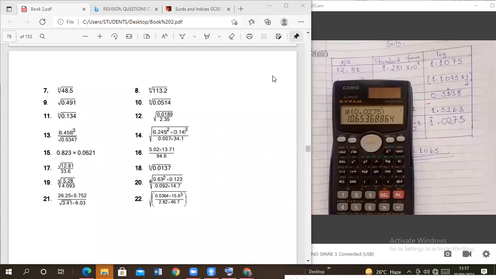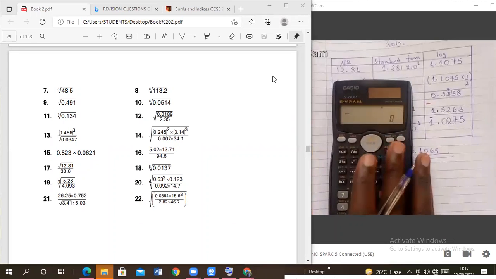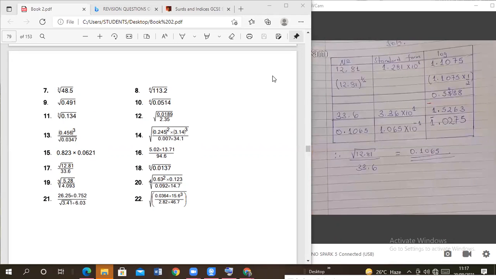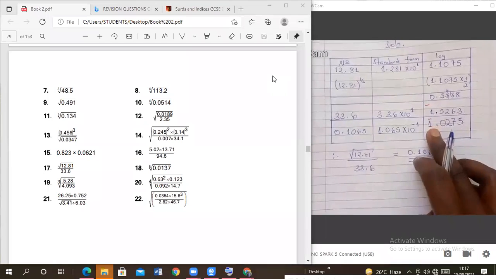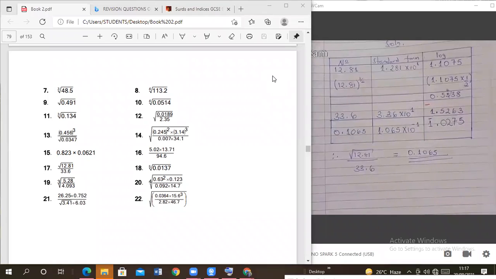Have you seen that? Yes, I've seen that. You separate the characteristic from the mantissa. When you are getting the antilog, you are getting the number from a log, which means you separate the mantissa from the characteristic. Yes, I've seen it.